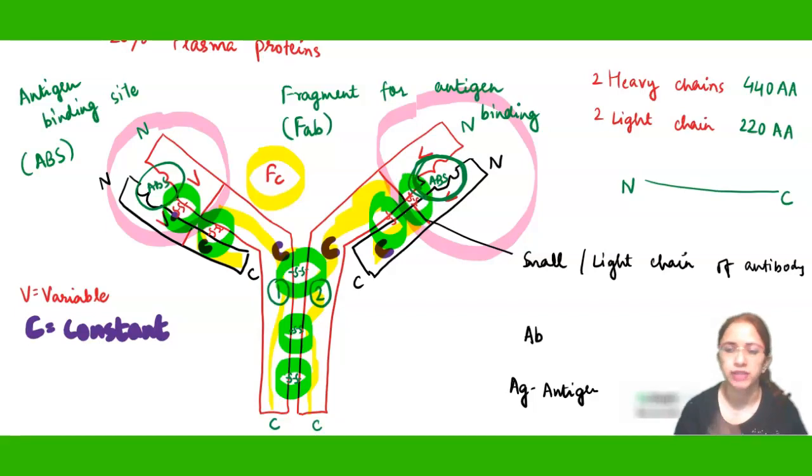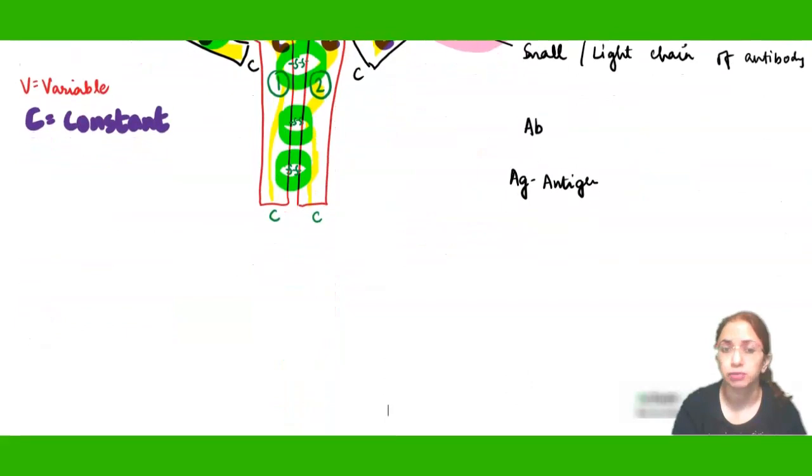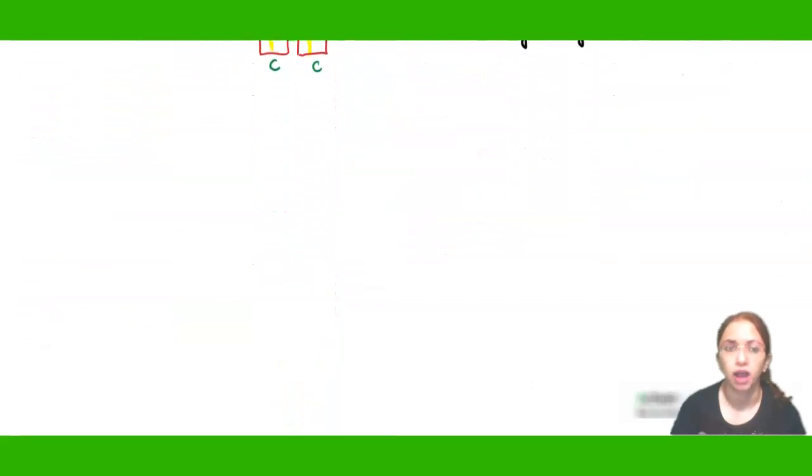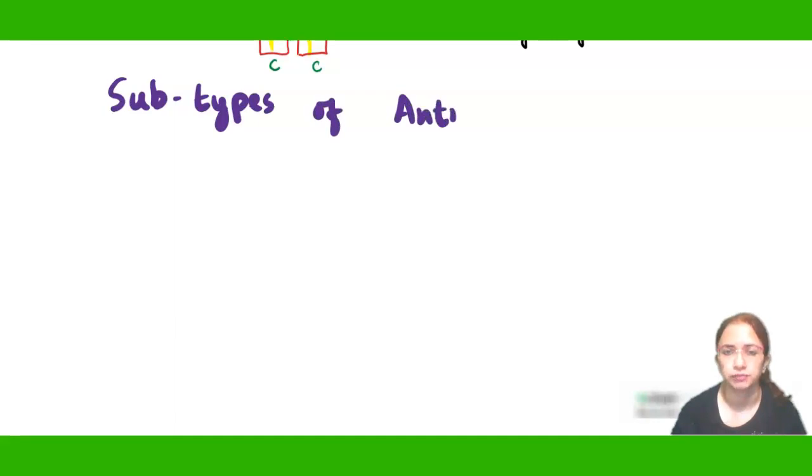Okay. So disulfide bonds help in connecting the heavy chains together. They also help in connecting the heavy and the light chains together. So this is the general structure of an antibody. Now various variations are seen in their structure, because of which various subtypes of antibodies are seen. So our next heading is going to be the subtypes of antibody.